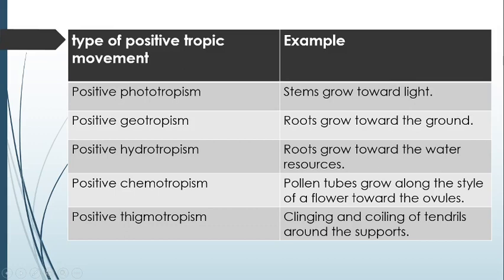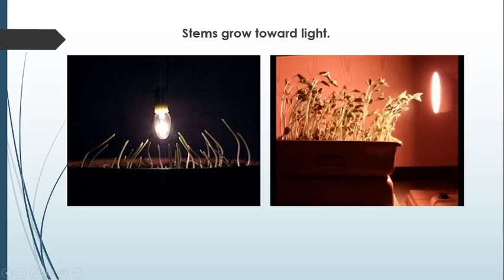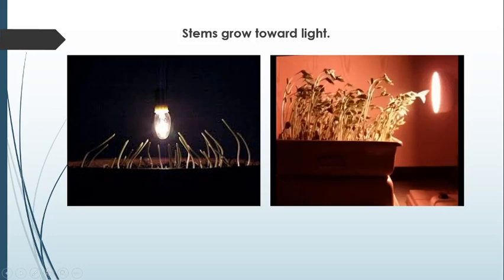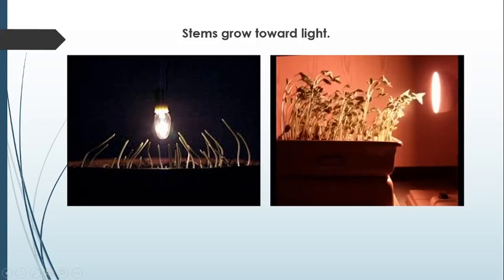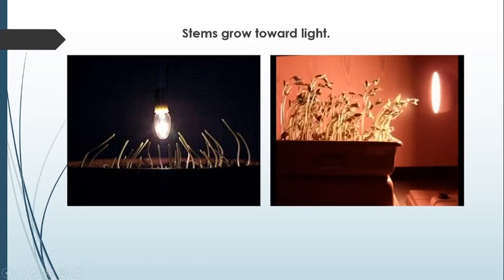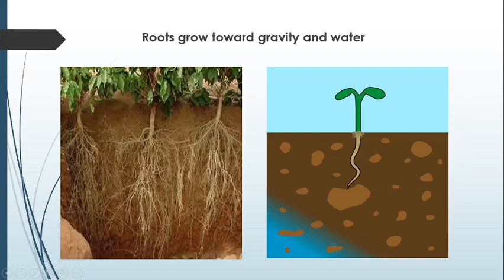The clinging and coiling of tendrils around a support is a positive thigmotropic movement. This is how the stems grow toward light. And this diagram shows how the roots grow toward gravity and water.